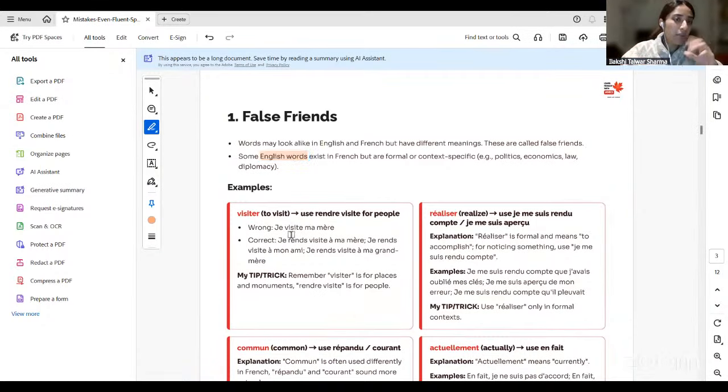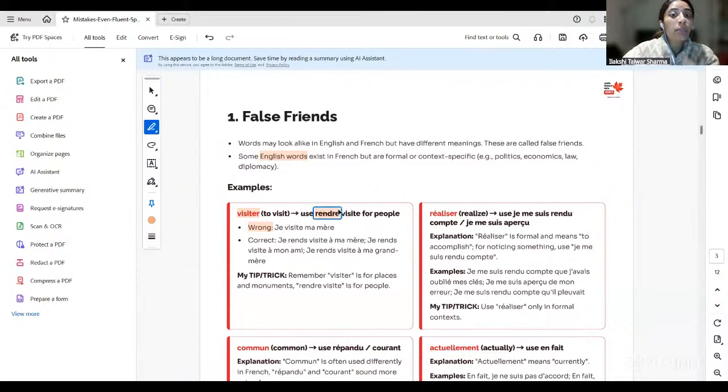For example, all of us must be familiar with the term visiter, which is to visit. And we feel if we want to say I visit my mother, in our head we would translate it as je visite ma mère. The problem is that that's incorrect. That is a literal translation of I visit my mother, and the correct one would be je rends visite.